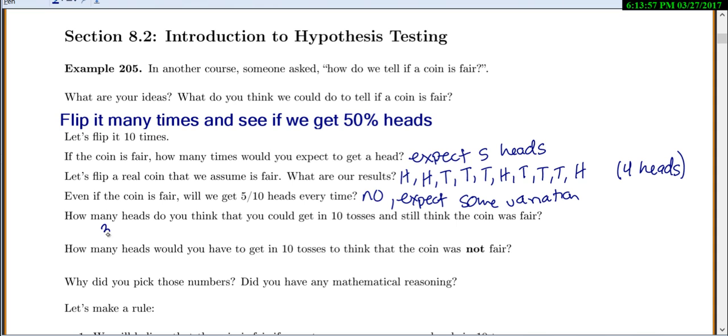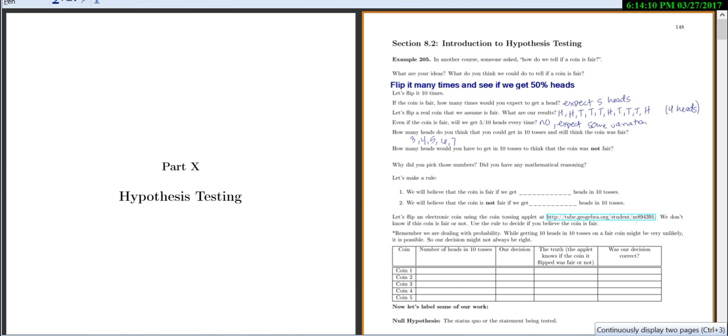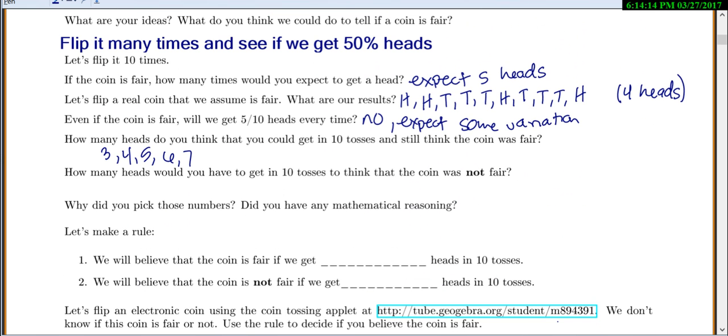That sounds good, because if we're expecting 5, it kind of makes sense you might get like 3 or 4, 6 or 7. Now, these are just kind of gut feelings. We're not doing anything too exact yet. Okay, so if we got 3 to 7, we think the coin's fair. That means we think the coin's not fair if I get 0, 1, 2, 8, 9, or 10.